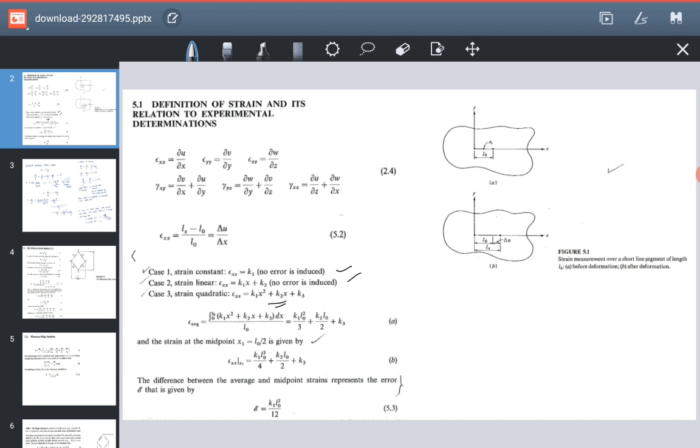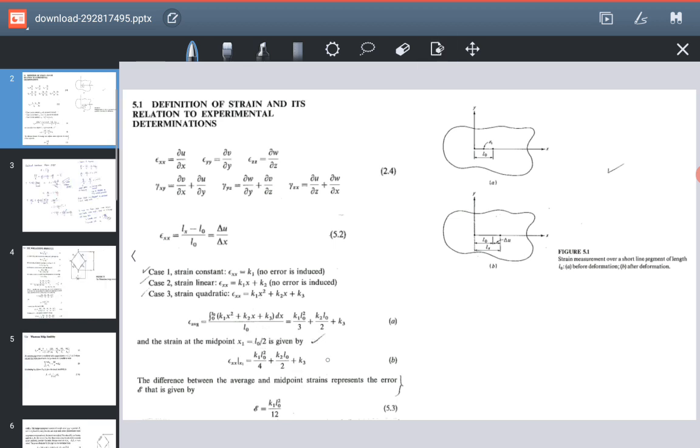The quadratic change in strain will be given as ex equals k1x square plus k2x plus k3. Now for the average, we are going to integrate from 0 to L naught. Okay, so we are going to get this value of e average as this one. And now to get the value of strain at x1, at L naught upon 2, simply put this in this equation. So you will end up with this equation. Now you have to subtract this from this.